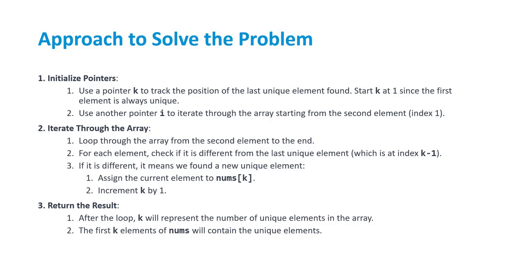Return the result. After the loop, k will represent the number of unique elements in the array. The first k elements of nums will contain the unique elements. Now let's go to IntelliJ and solve this problem.